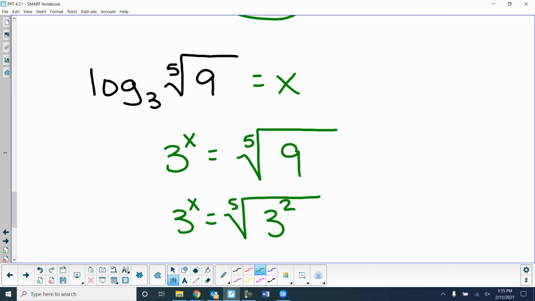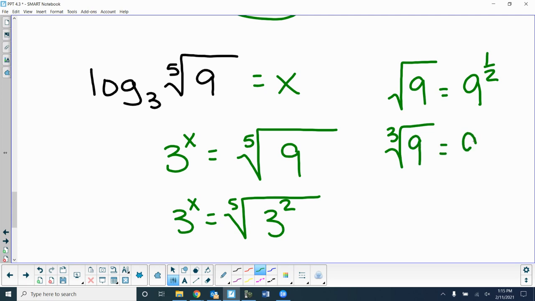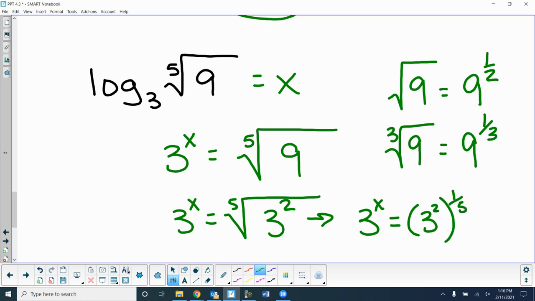Now, here's something you should know, but you might not. If I had the square root of 9, that's 9 to the 1/2 power. If I had the cube root of 9, that's 9 to the 1/3 power. So what's the 5th root of 9? 9 to the 1/5, right? So I could say 3 to the x equals 3 squared to the 1/5 instead of the 5th root. Those are the same problem.